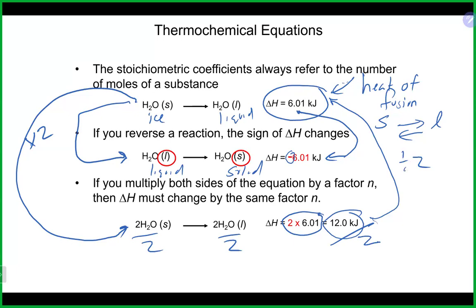So those are a few common ways that you have to manipulate an equation. If you reverse it, the delta H value changes sign. If you have to multiply the equation by a common number, you multiply the delta H by that number. And if you have to divide by a common number, you divide the delta H by that number as well. Any questions on that?